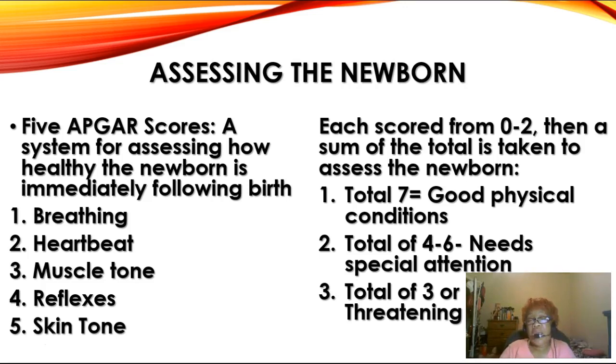Thus, as you see, if they have a total of 7 or more, they are in good physical condition. And if they have a total of 4 to 6, that means the baby needs some special attention and may have to be placed in the newborn intensive care unit. If they have a total of 3 or less, then this is life-threatening, and more than likely the baby will not survive.